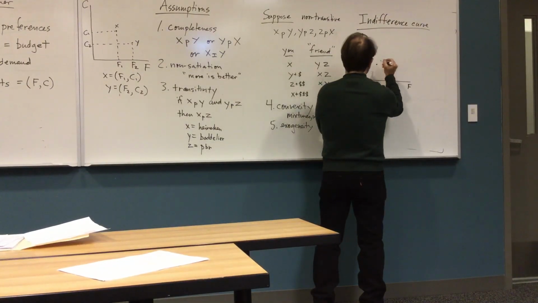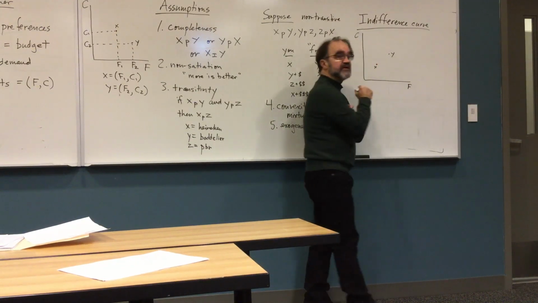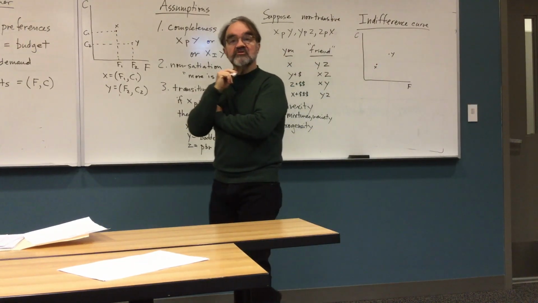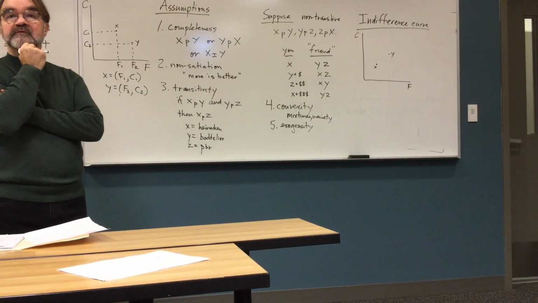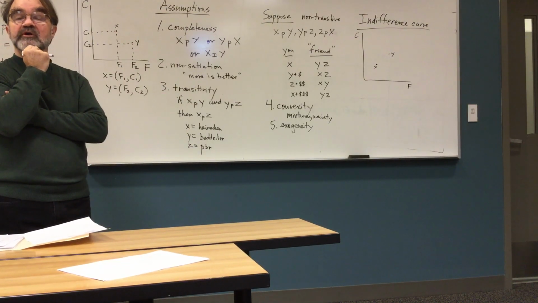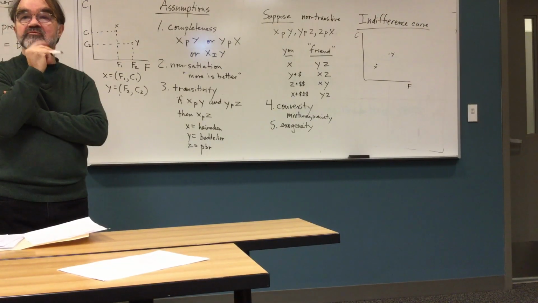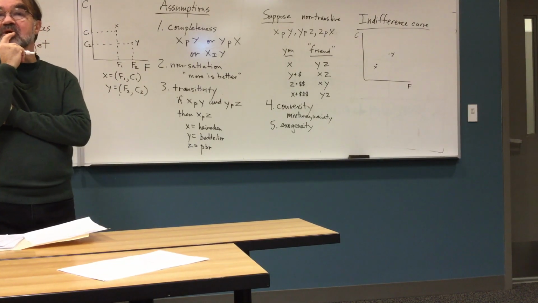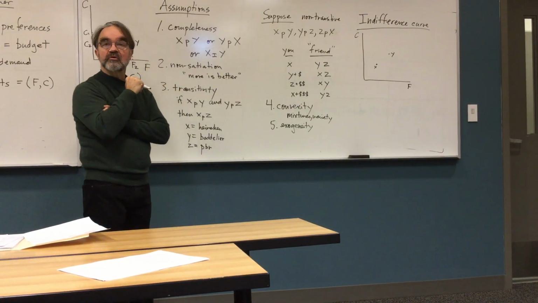So let me ask you this question. Suppose we take 2 points, let's call them X and Y, 2 baskets. Let me ask you this. Can those 2 baskets be on the same indifference curve? Is that possible? Why not? Eric? It violates insatiability because X has fewer goods total than Y.